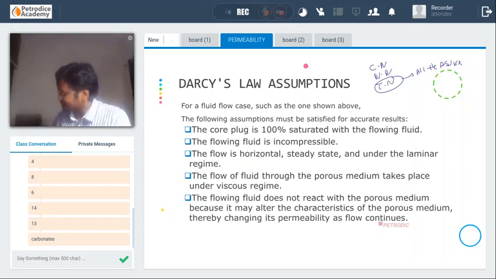Darcy's law assumption. Write down the assumptions, guys. After the class, write it in your theoretical notes. Have a separate section for the assumptions, so it will be easy for you to revise it.